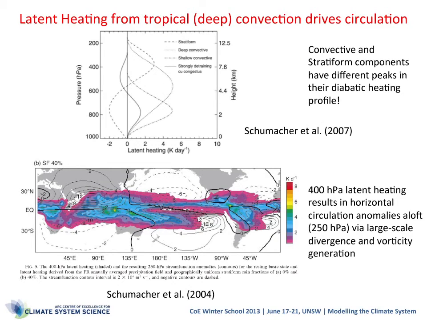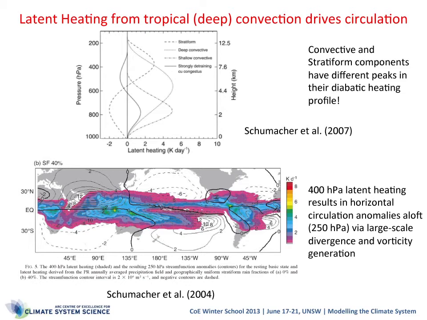What I mean by convection driving circulation is you have different heating peaks due to the convective and the stratiform components. You have a higher peak due to the stratiform component, which is up in the mid-troposphere, up around 8 kilometers, and you've got a drying there as well due to the stratiform. This is in the lower part of the stratosphere, whereas if you look at the convective region, it heats up the entire depth of the troposphere.